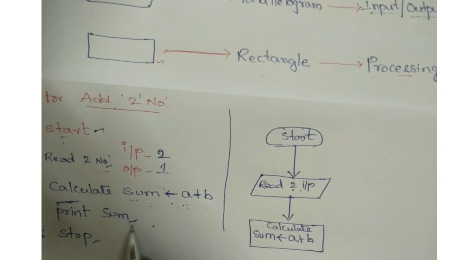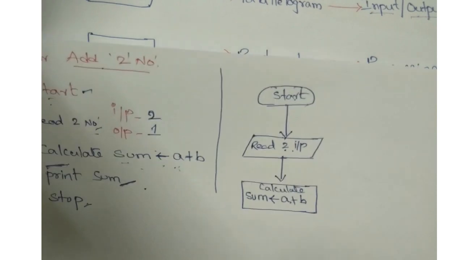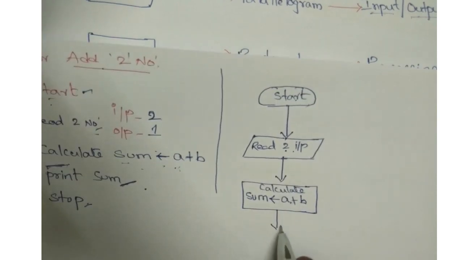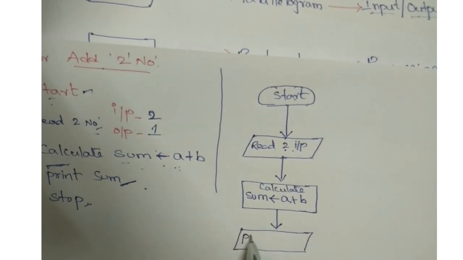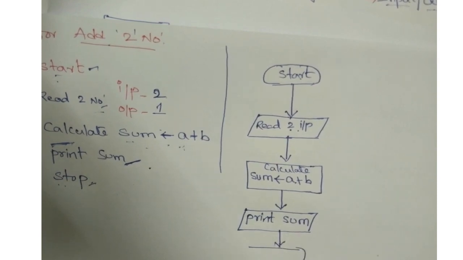Next, what is the fourth step? Print is nothing but to display the output, show your output. Now what symbol do you want to use for displaying? You have to use the parallelogram symbol, right? In this symbol I want to display or print. What do I want to print? The sum as output. That is the sum I want to display, right? And what is the next step? Fifth step. What is the fifth step? Stop. Again I have to use the oval symbol to stop the flowchart.